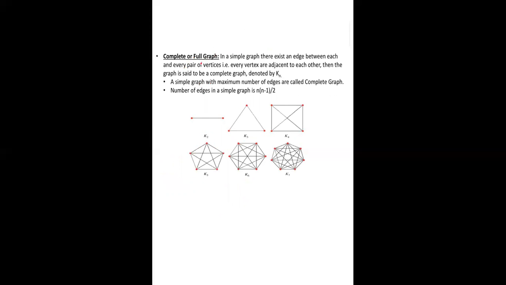Next is complete or full graph. A complete or full graph means a simple graph, where simple means there are no parallel edges and no self loop, in which there exists an edge between each and every pair of vertices, and all vertices are adjacent to each other. Then we say the graph is a complete graph, and a complete graph is always represented by K n, where n is the number of vertices.